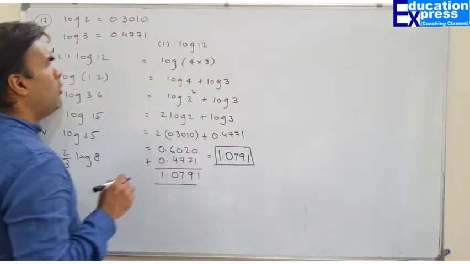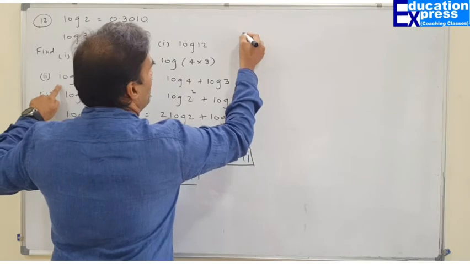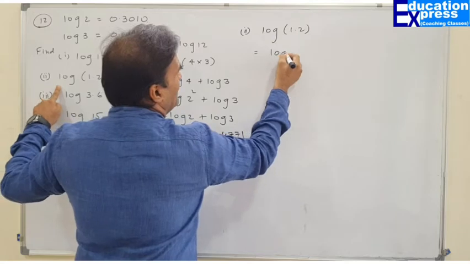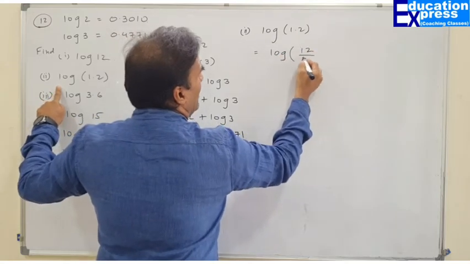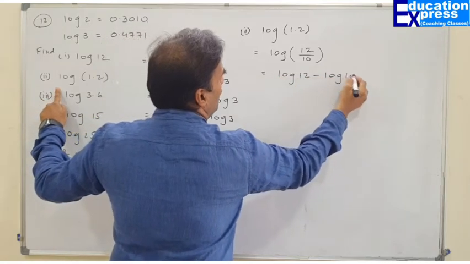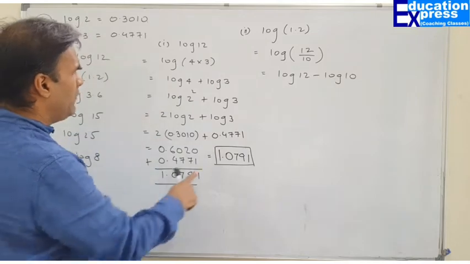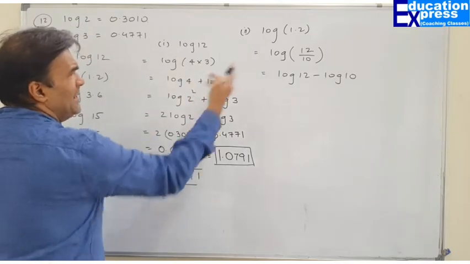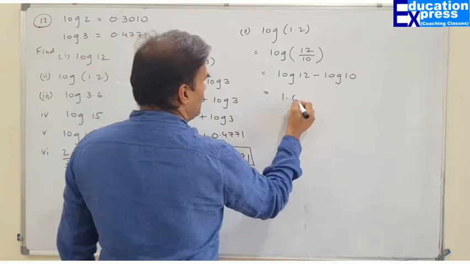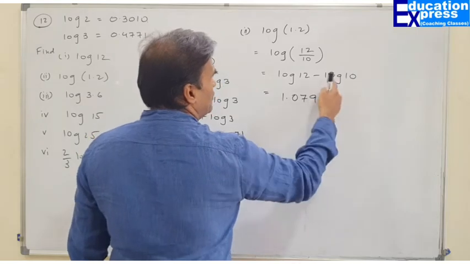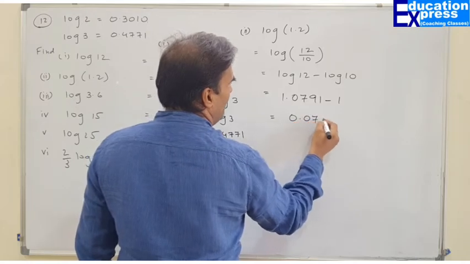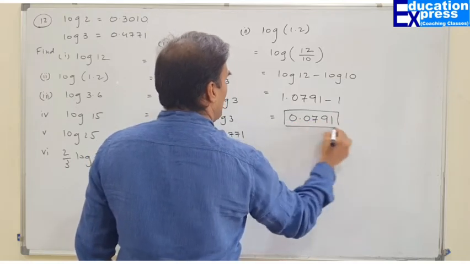Next question, log 1.2. Now the second part, log 1.2, can be done by applying the same thing. Log of 12 upon 10. We all know how to find the value of log 12. We already found the value of log 12 over here. You can check it out, my dear friends. Same way, find the value of log 12, and the value would be 1.0791, minus the value of log 10, which is 1. So your final answer is 0.0791. Here we go, my dear friends.